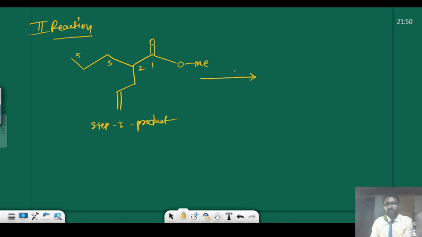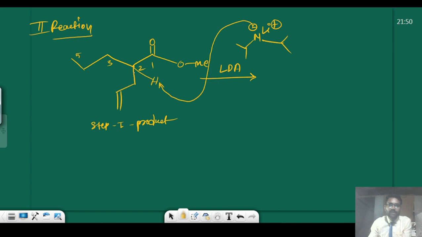Treated with LDA. Okay, so LDA is a strong non-nucleophilic base. We know it very well. This is LDA, minus lithium plus. So this LDA will take the proton. This is the alpha proton, acidic in nature. Again this will generate the enolate anion, that we need to understand.